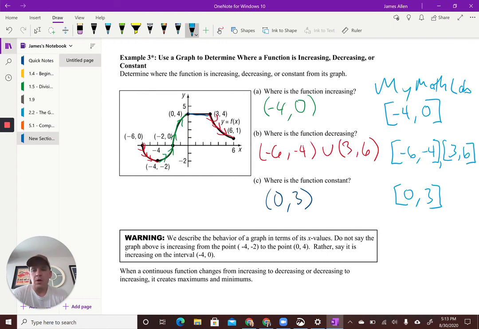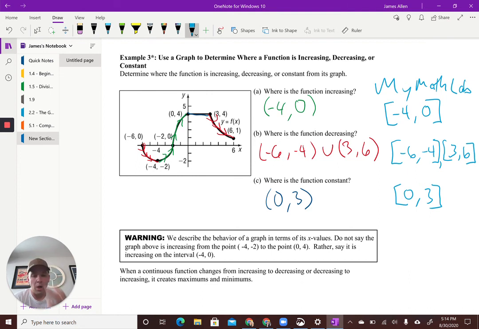Okay, so down here, the warning. I think we should take a look at that since it says warning. Very important. We describe the behavior of a graph in terms of its x values, okay? We do not say the graph is increasing from the point -4, 2 to the point 0, 4, rather increasing on the interval -4, 0. When we're talking about increasing and decreasing, we're talking about our function values, our y values. It's up and down. We're saying, when does that happen? We're talking from left to right. So when we're talking about our intervals, these are x values, because the increasing and decreasing is talking about the y values, the function values.